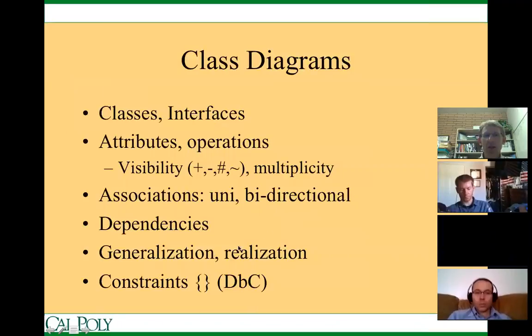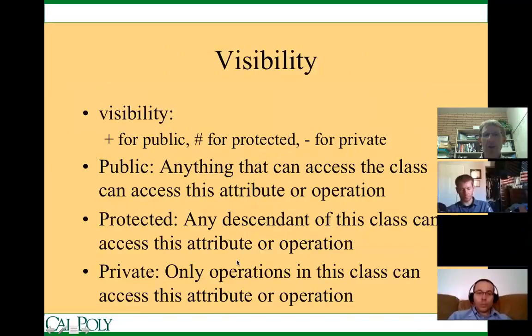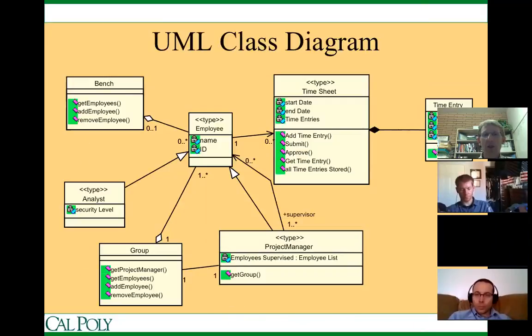Okay. Then we have this idea of generalization. So here you can see we saw this arrow with the big arrowhead on it, like on the use case diagram. It means the same concept here, that an analyst is a specialized version of an employee. So everything that's true about an employee is also true about an analyst.